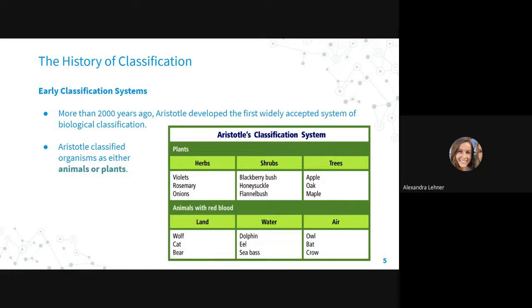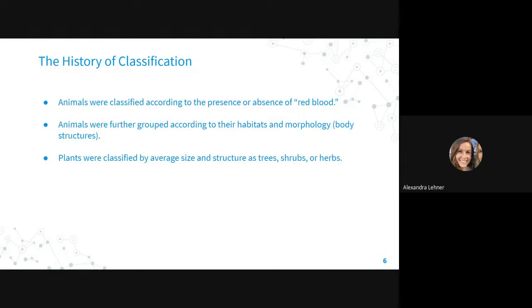And in the table, you're going to see here are some plants. We have herbs, shrubs, trees, and then some examples. And of course, animals with red blood. We have land, water, and air. So organisms that live on land, organisms that live in water, and then of course, organisms that can travel through the air. So animals were classified according to the presence or absence of red blood. Animals were further grouped according to their habitats and morphology. Remember, morphology is their structures. And plants were classified by average size and structure as trees, shrubs, or herbs.